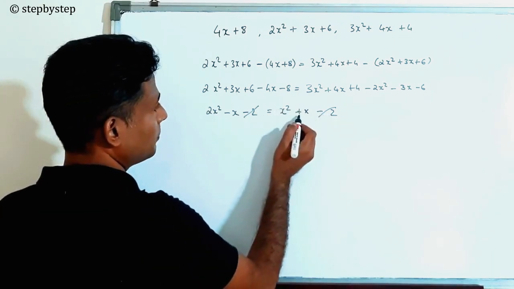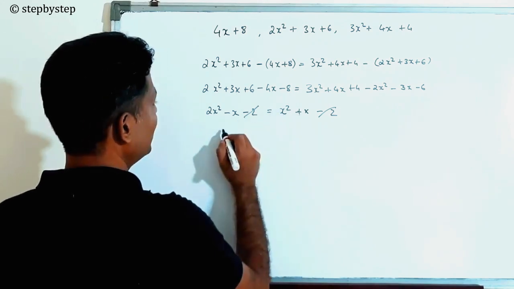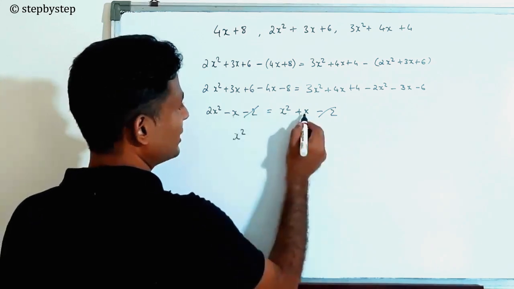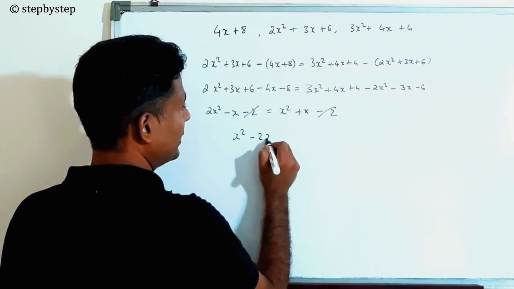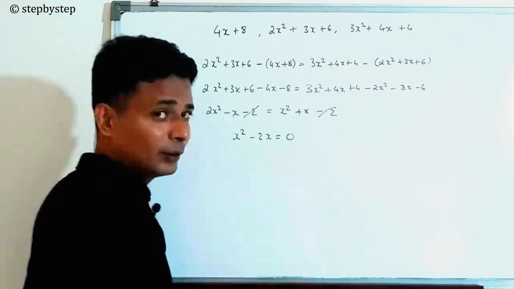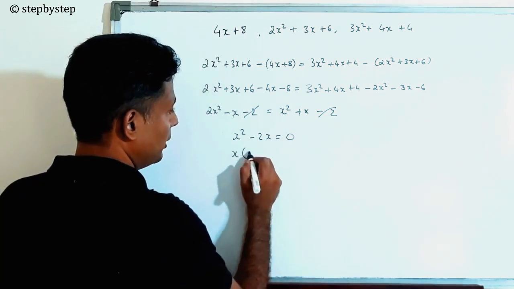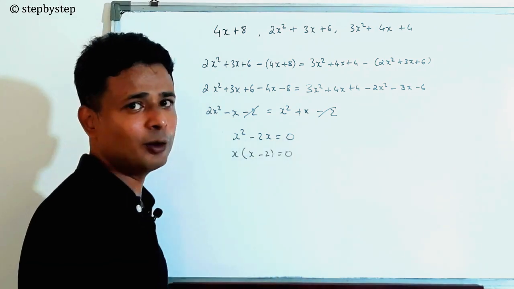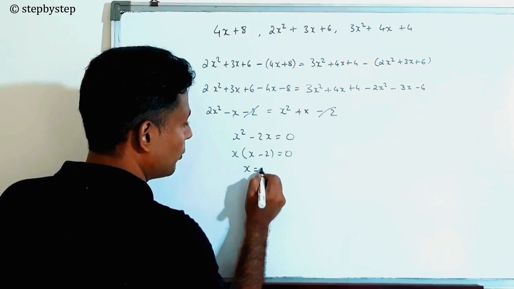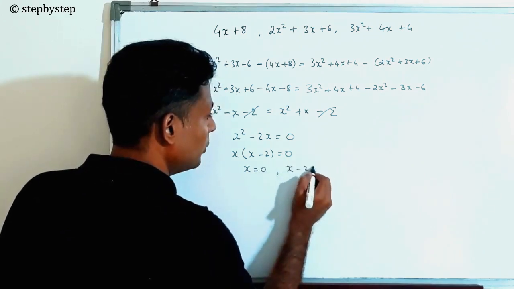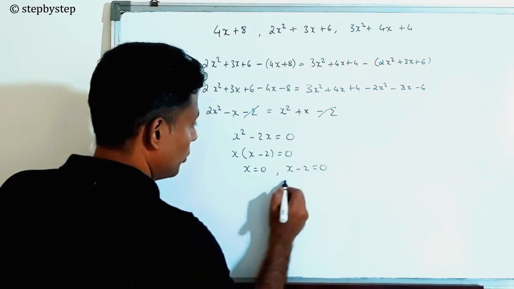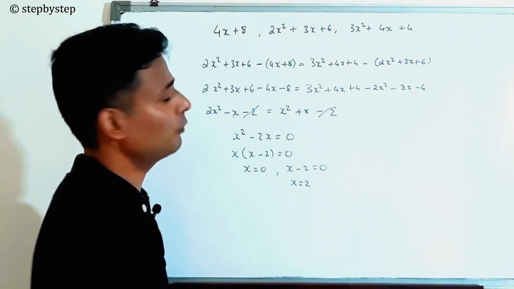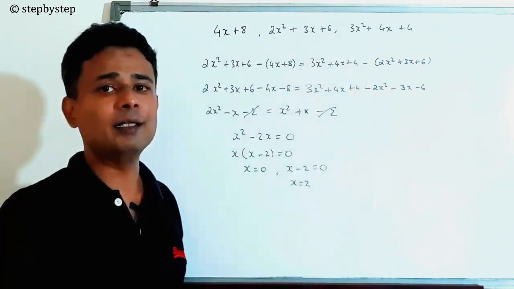Now I bring all terms on one side, so it becomes 2x square minus x square, that is x square, minus x, this becomes minus x, minus 2x equal to 0. Now I take x common, x times (x minus 2) equal to 0. This is a quadratic equation, I am finding the roots. So x equal to 0 and x minus 2 equal to 0, which means x equal to 2. So the two values of x are 0 and 2. Either of them will satisfy this condition.